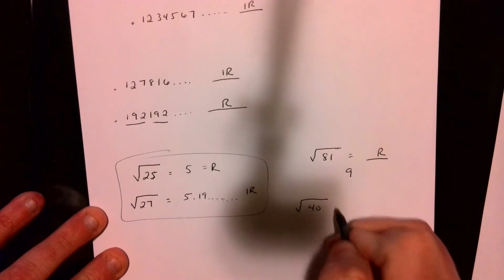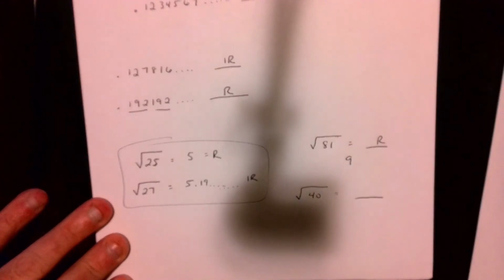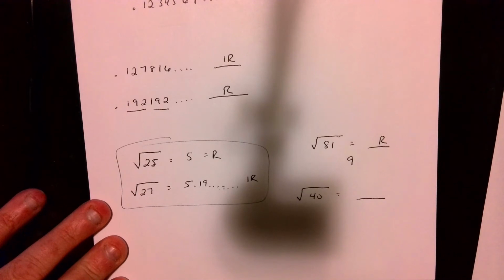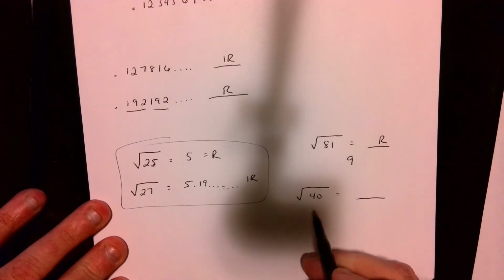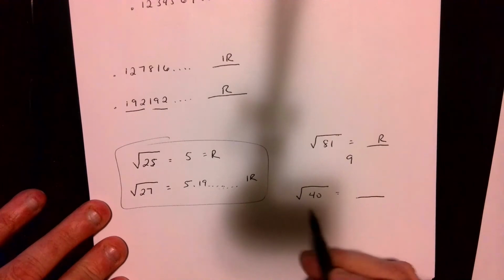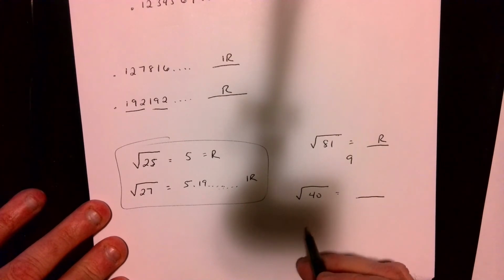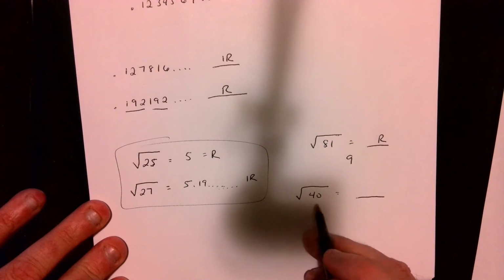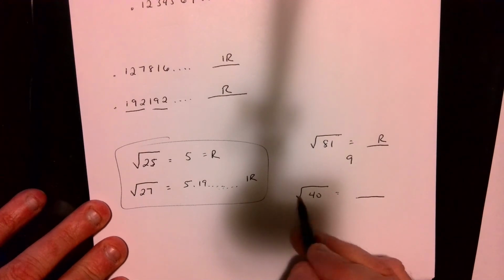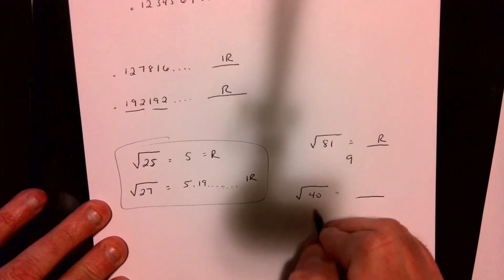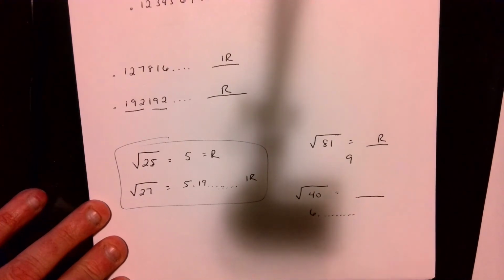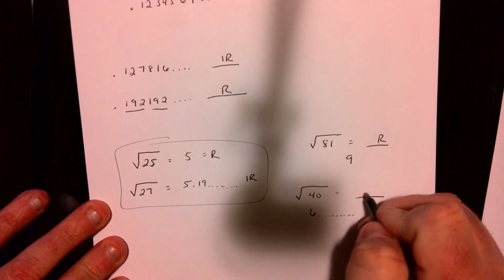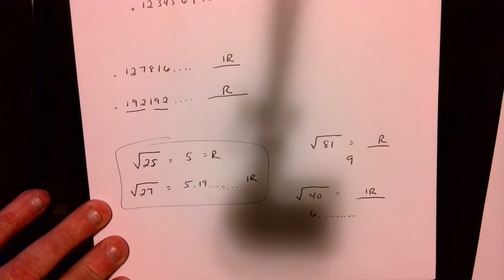Square root of 40. Is that rational or irrational? Those that know their times tables know there's nothing that times together gives them 40. Please don't tell me you told me it was 20, because 20 times 20 is not 40. But if I put it in my calculator and I go square root of 40, I roughly get about 6 point something something something, and it keeps going and keeps going. It does not stop or does not repeat. Therefore, this is irrational.